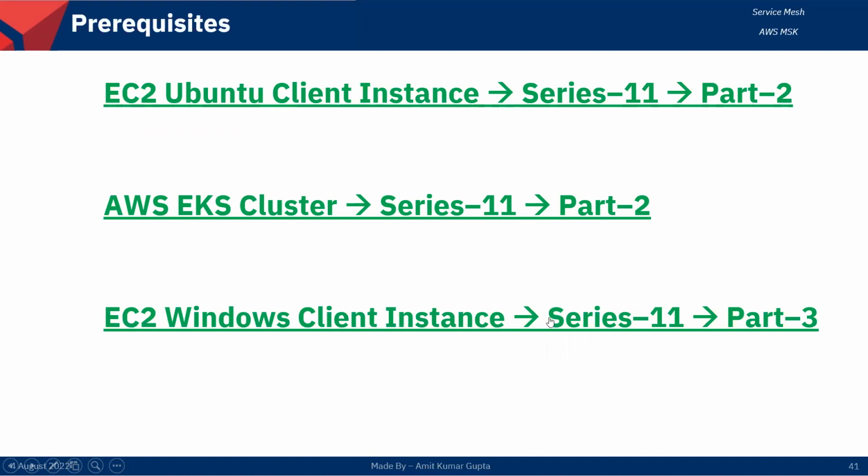And in the last part 3, I created the EC2 Windows client instance where I opened multiple dashboards. So please refer to video part 3 to see how to create this instance. I've explained all those things over there. So please complete this prerequisite, then come back to this series.